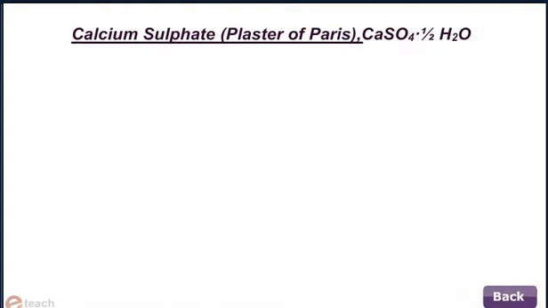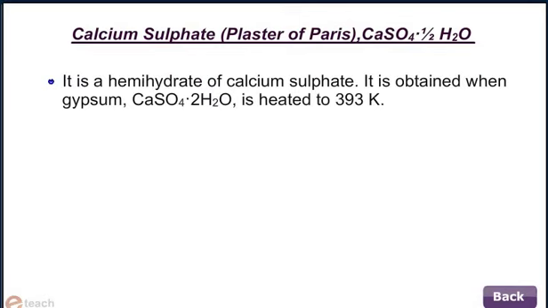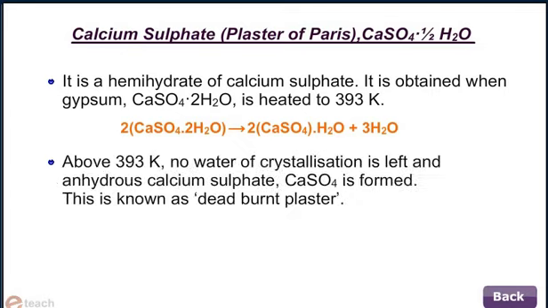Calcium sulfate, also known as plaster of Paris, CaSO4·½H2O. It is a hemihydrate of calcium sulfate. It is obtained when gypsum, CaSO4·2H2O, is heated to 393 Kelvin. 2CaSO4·2H2O gives 2CaSO4·H2O plus 3H2O. Above 393 Kelvin, no water of crystallization is left and anhydrous calcium sulfate, CaSO4, is formed. This is known as dead burnt plaster.